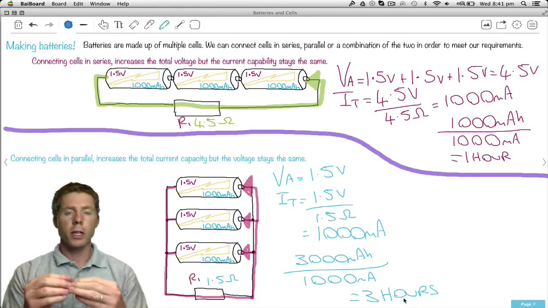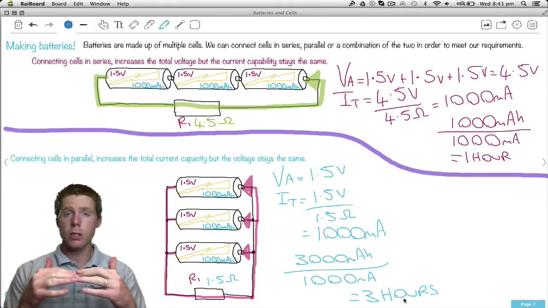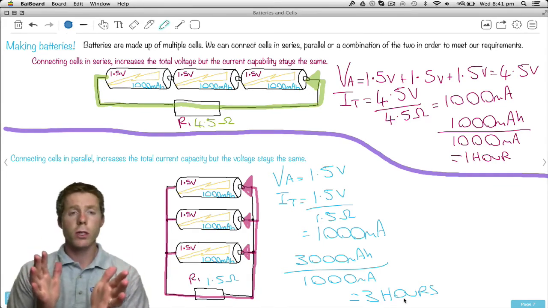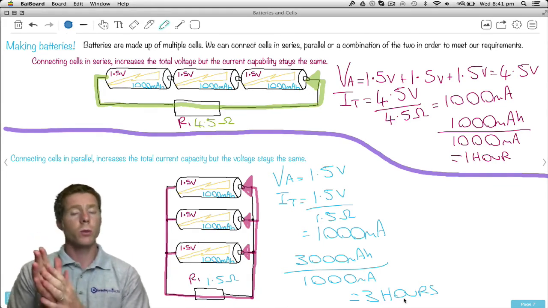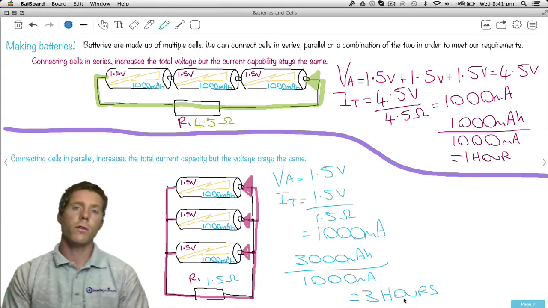So hopefully that's pretty basic. When you put cells in series, you increase the total voltage. So 1.5 plus 1.5 plus 1.5 in series gives us 4.5.